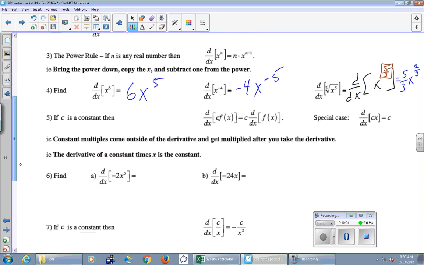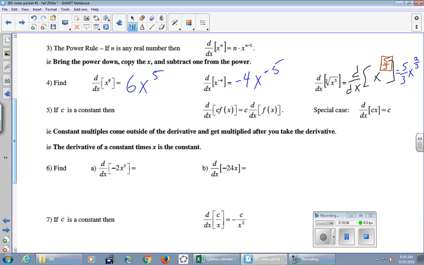Okay, number 5. If c is a constant, then the derivative of c times f of x, that is a constant times some generic function, is equal to c times the derivative of that function. C times the derivative of f of x. And then we've got a special case over here, which we'll look at. But we'll read our bold thing first. This translates to constant multiples come outside of the derivative and get multiplied after you take the derivative. It's quite wordy, but it's actually fairly easy to implement with just a tiny bit of practice.